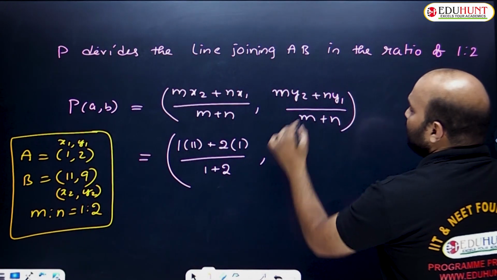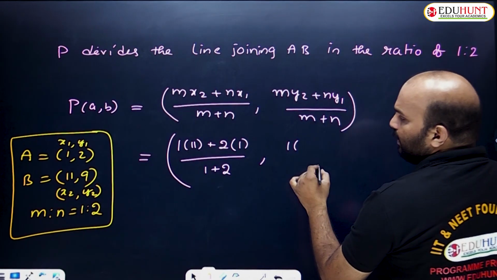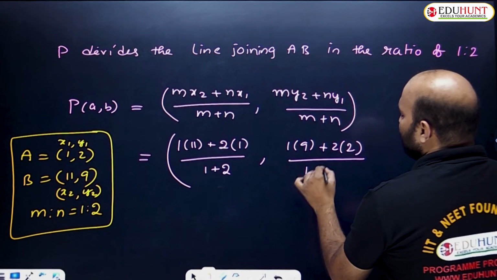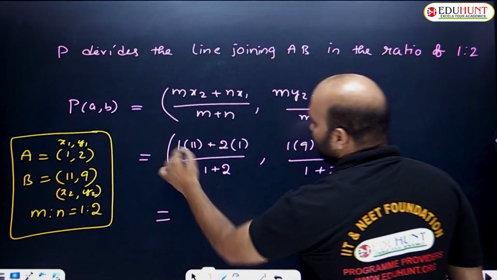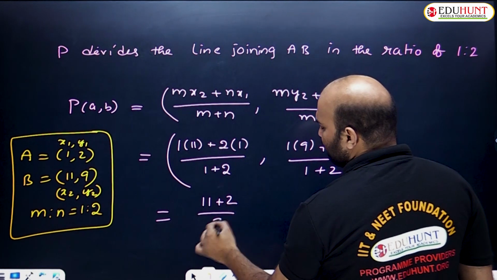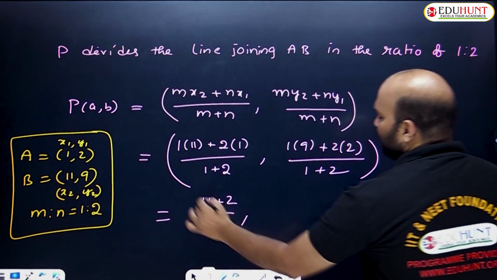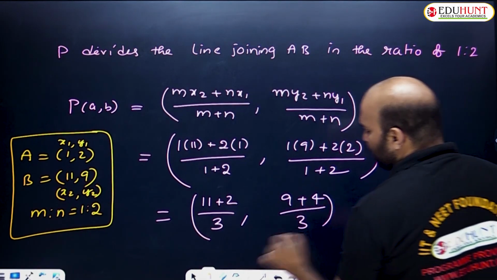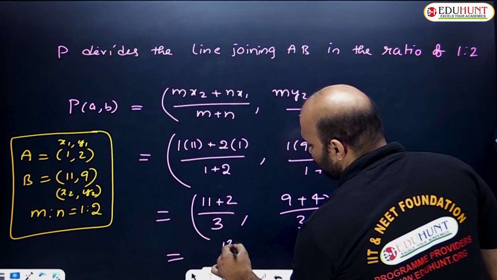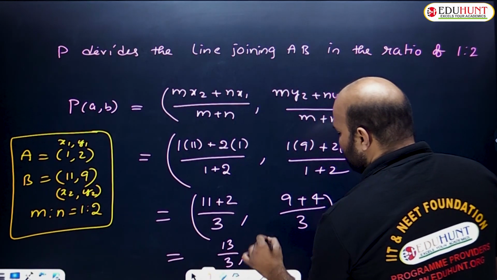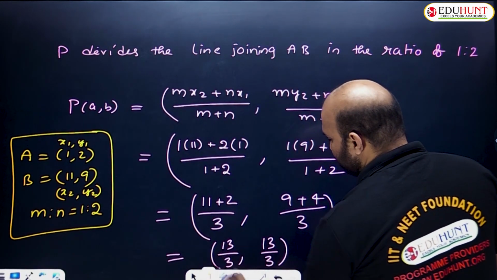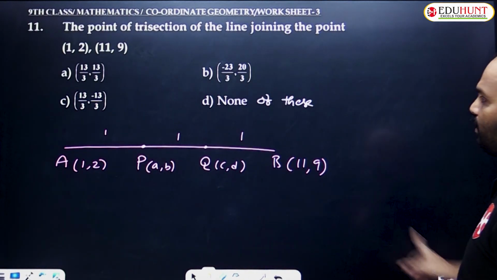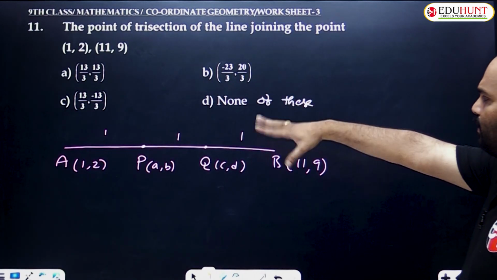1 plus 2. Here m value 1 into y2 9, plus n, 2 into y1 2, by m plus n. So what you are getting: 1 into 11 is 11, 2 into 1 is 2, by 3, 1 plus 2, 3 in the denominator. Again here 1 into 9 is 9 plus 2 into 2 is 4, by 3. So 11 plus 2, nothing but 13 by 3, comma 13 by 3. So I am getting 13 by 3, comma 13 by 3. One of the options already given here is 13 by 3 and 13 by 3.